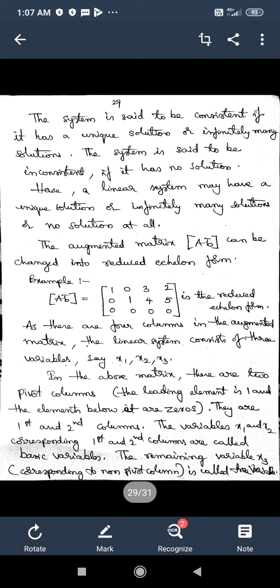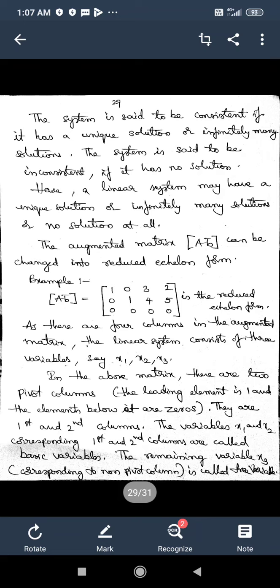This system of equations is said to be consistent if it has a unique solution. Unique means only one solution. That means each variable has one unique value, only one value for each. Maybe they are different values, but each variable has only one answer, not more than one. If that is so, then the system is said to have a unique solution, and the system may be consistent and have infinitely many solutions.